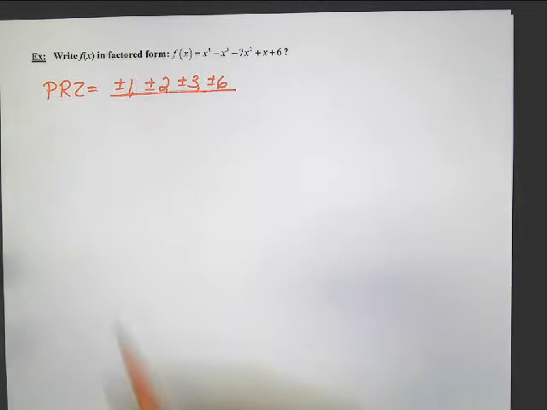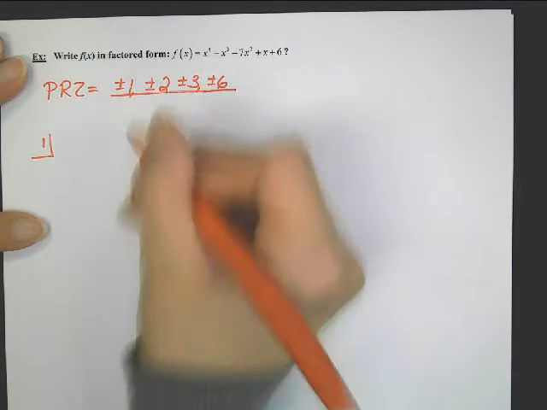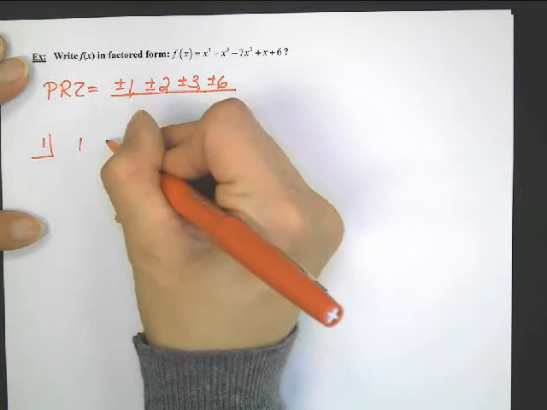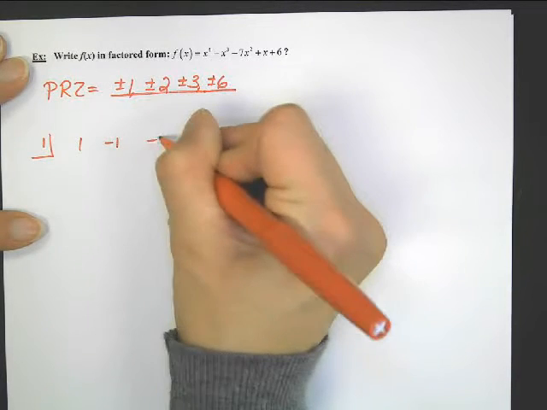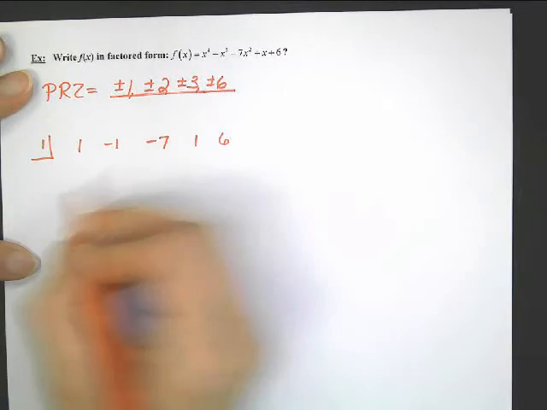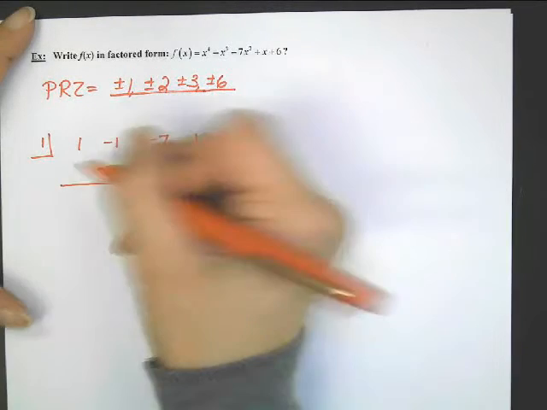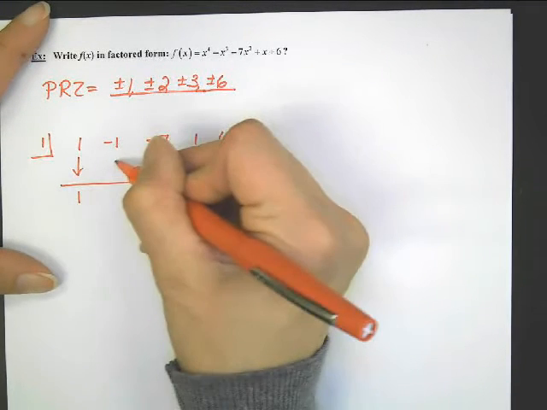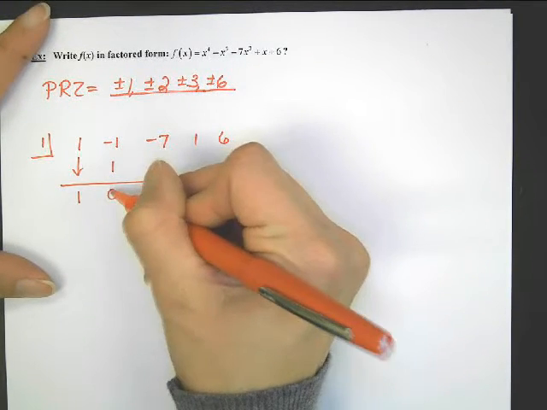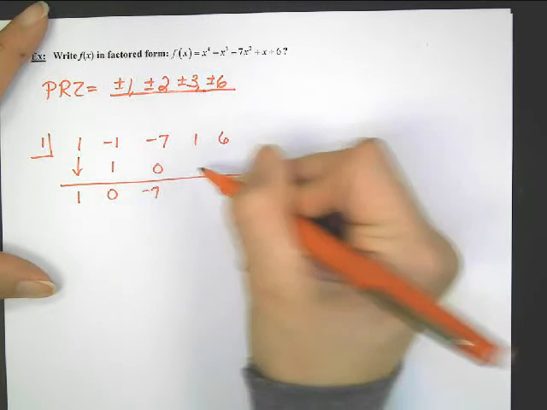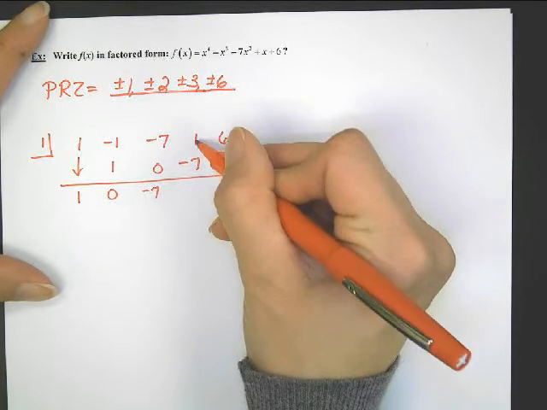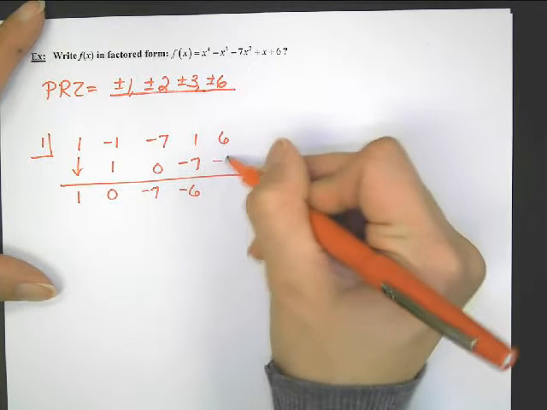All right, I'm going to start with a 1. And our coefficients are 1, negative 1, negative 7, 1, and 6. Okay, ready, Freddy? Here we go. Drop down 1, 1, 0, 0, negative 7. Negative 7 plus 1 is negative 6.